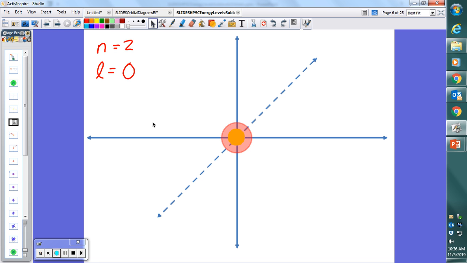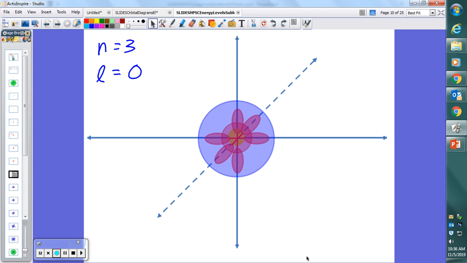But it's still spherically shaped. And so the angular momentum quantum number, we still assign a value of 0 because all spherical orbitals get an angular momentum quantum number equal to 0. And then the next spherical orbital that we came across was this blue one. It's spherical, that's why the L value, or the angular momentum quantum number, is still 0, but because it's farther out from the nucleus, the principal quantum number is equal to 3.